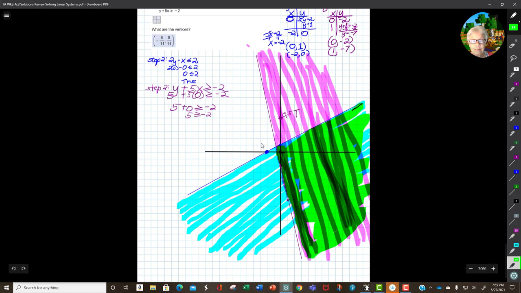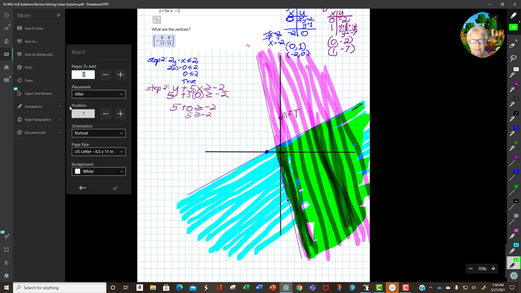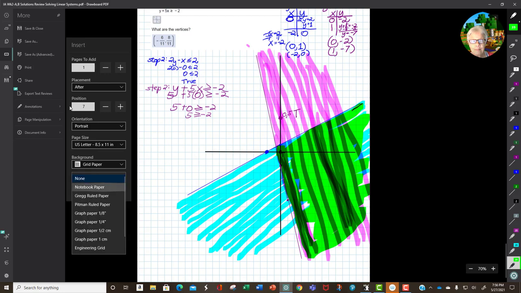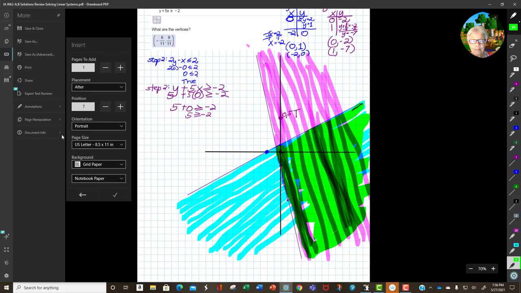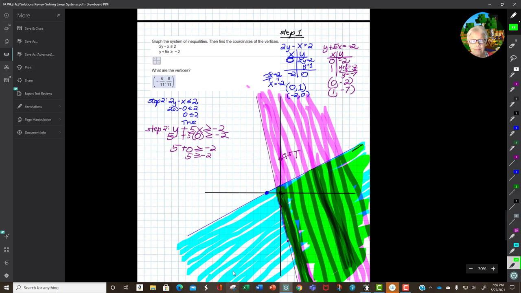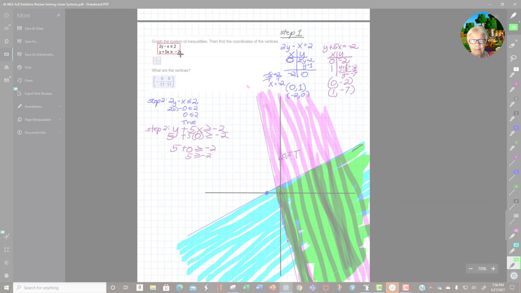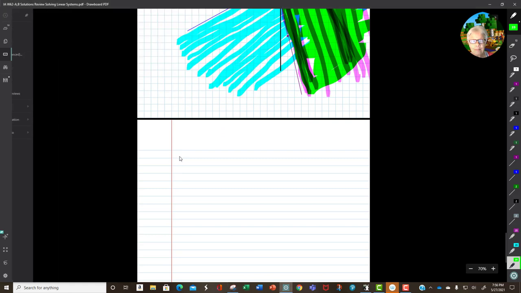I have to put another page on here because this is going to be a little more trouble. Notice that that's the point of intersection, and it's not an even number. In fact, it's fractions. If you didn't know the answer going into it, you'd never just look at it and figure it out. So I'm going to insert another page.